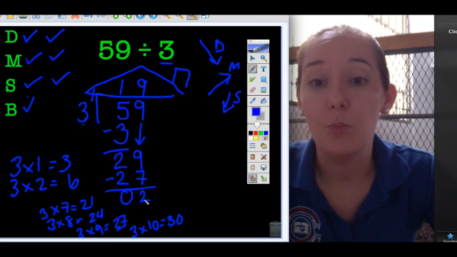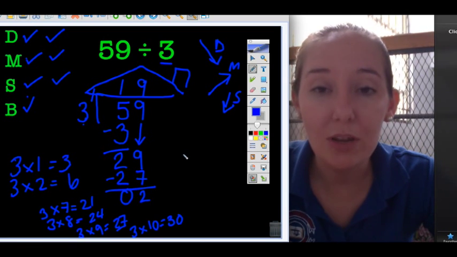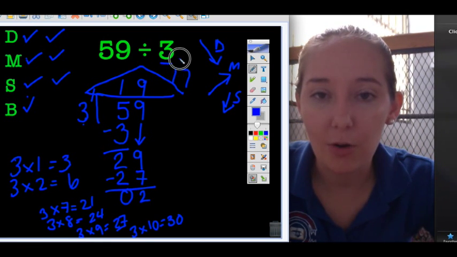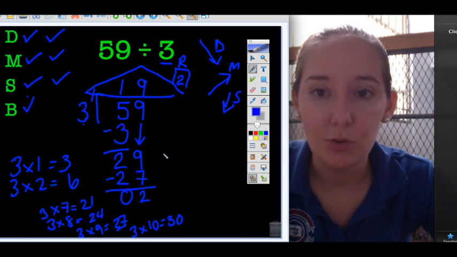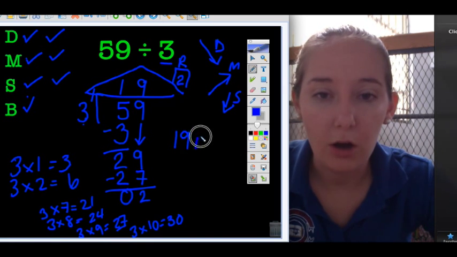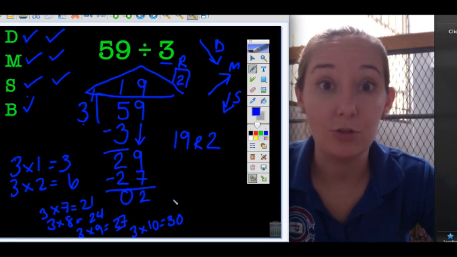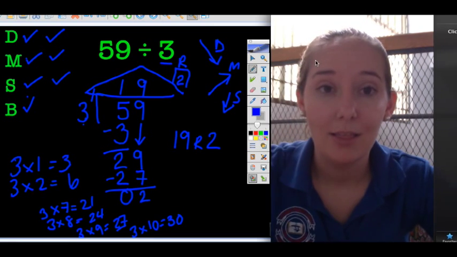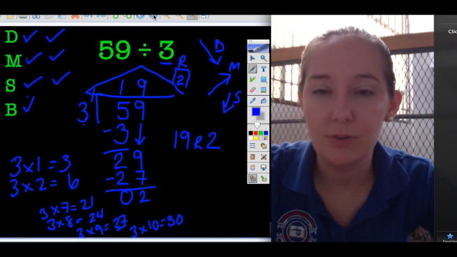All right, so because this one is smaller, we know we did it correctly, and that's going to go in our remainder spot right here in the chimney, and that's going to be 2. So the answer to this question would be 19 remainder 2. Okay, let's do one more just to make sure you got it.